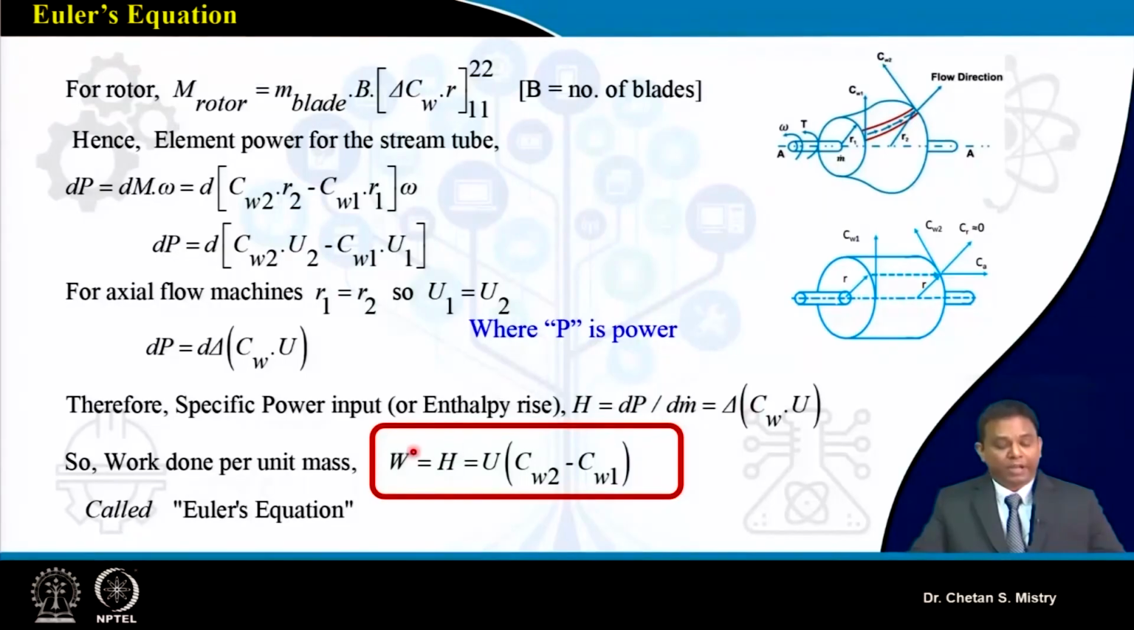Now let me rewrite this equation per unit mass. It says my W, which equals H, equals U into (Cw2 minus Cw1). This is my fundamental equation, and it is called Euler's equation. Now if I use this Euler's equation for a turbine, my sign will change. In place of the negative sign, I will have a positive sign.